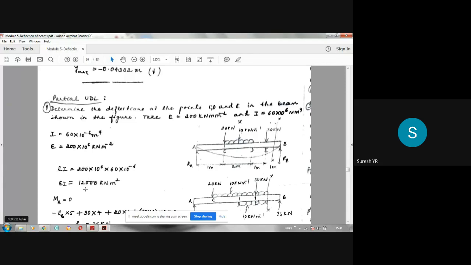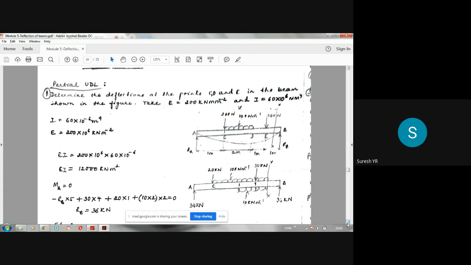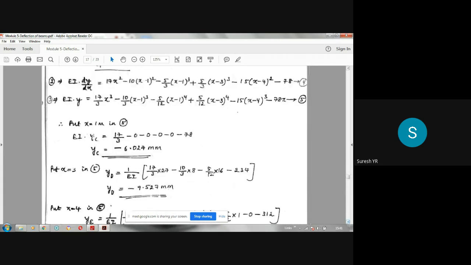So you are getting minus 6.02 into 10 power minus 3. Check it. Minus 6.02027 into 10 power minus 3 meters. Did you get it? 72.33 divided by 12,000, that's all.